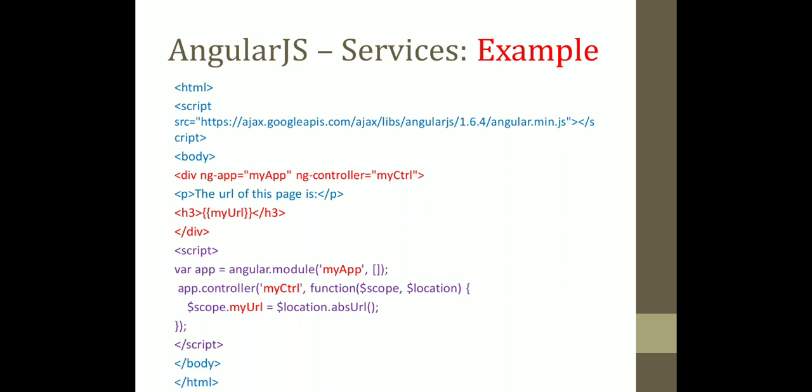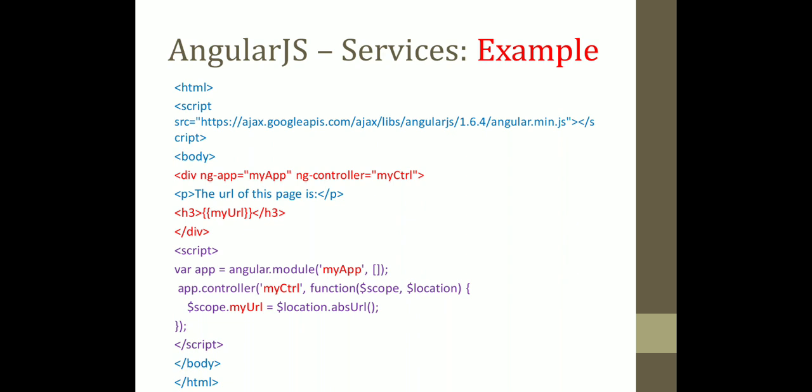In the body tag, we have created this app with ng-app as myApp and ng-controller as myController. We have used one paragraph. The URL of this page is, okay, and in the h3, my URL is written with the expression. Okay, now we have the factory directive tag.